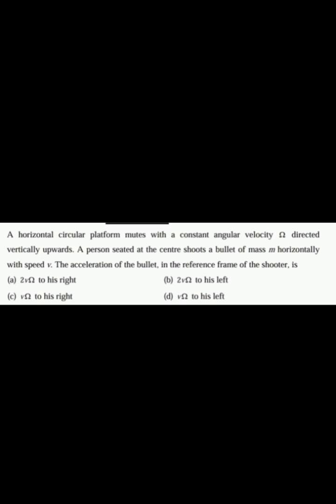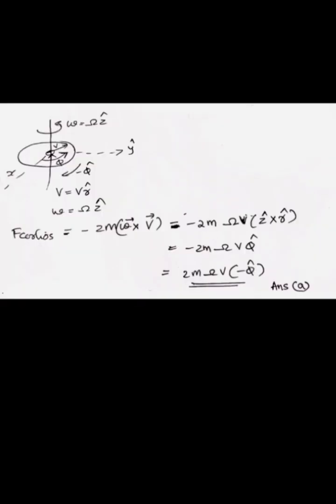The next question is: a horizontal circular platform moves with a constant angular velocity omega directed vertically upwards. A person seated at the center shoots a bullet of mass m horizontally with speed v. The acceleration of the bullet in the reference frame of the shooter is dash. So here a person is sitting in the center of the circular platform and it is moving with the angular velocity omega, that is equal to omega z cap. And the person is shooting a bullet with a speed v.